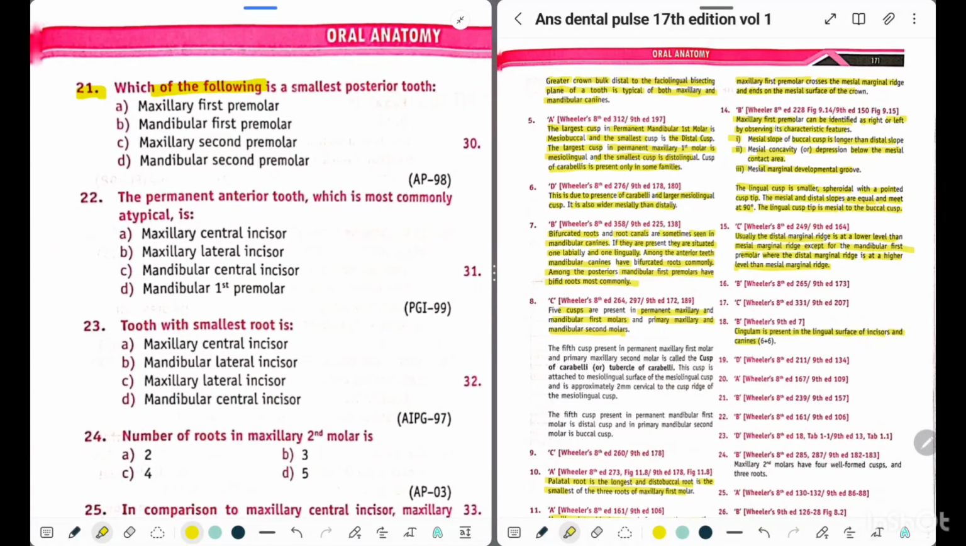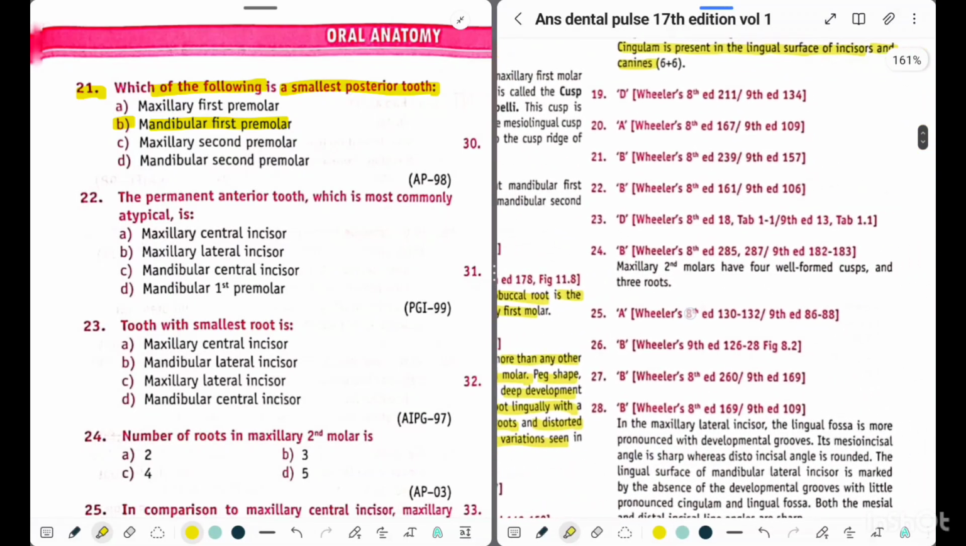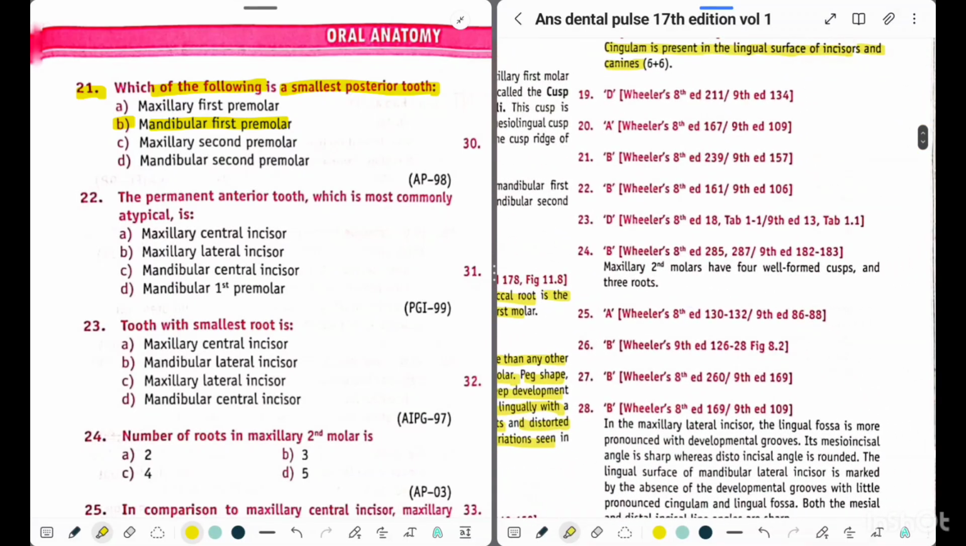Which of the following is the smallest posterior tooth? Its answer is B, mandibular first premolar. Mandibular first premolar is the smallest posterior tooth.